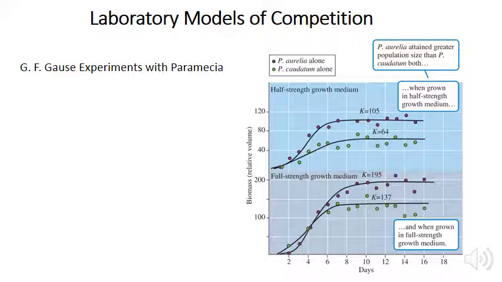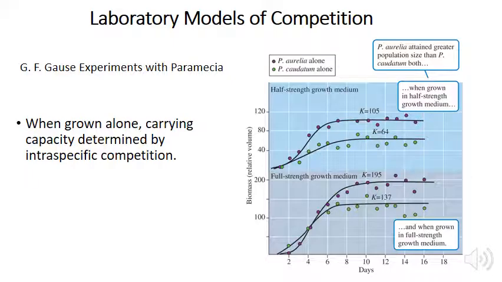species grew well and showed this kind of sigmoidal curve shape of the logistic growth model. So essentially populations grew until they reached some carrying capacity, and where food was provided in higher concentrations, that carrying capacity was higher. So essentially what this showed was that when they were grown alone, these species' carrying capacity was determined by intraspecific competition.